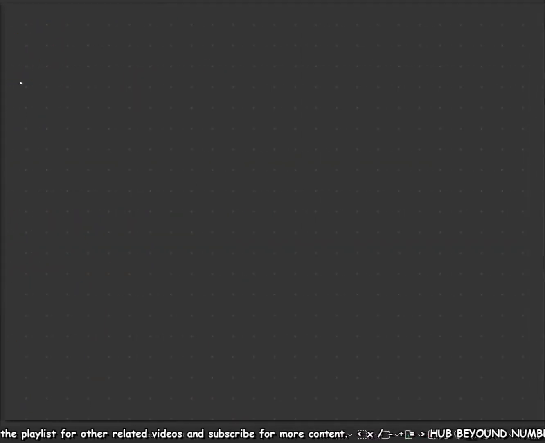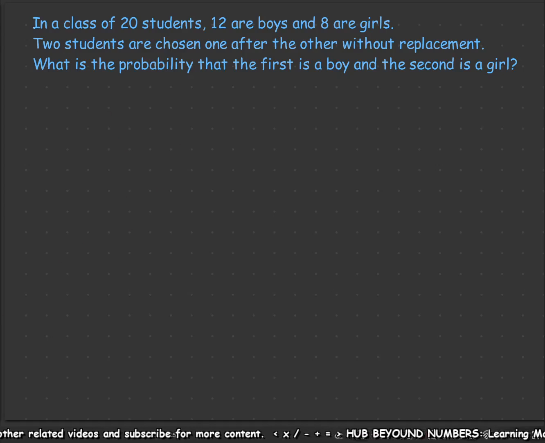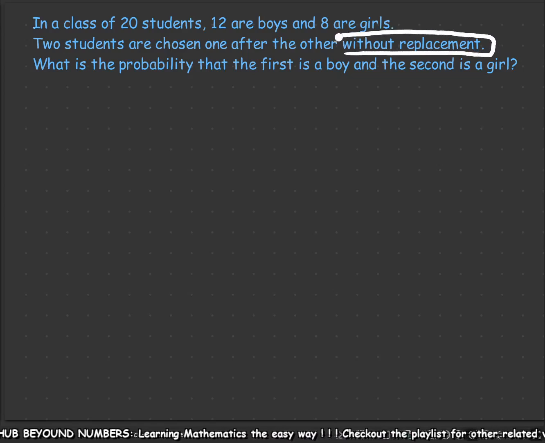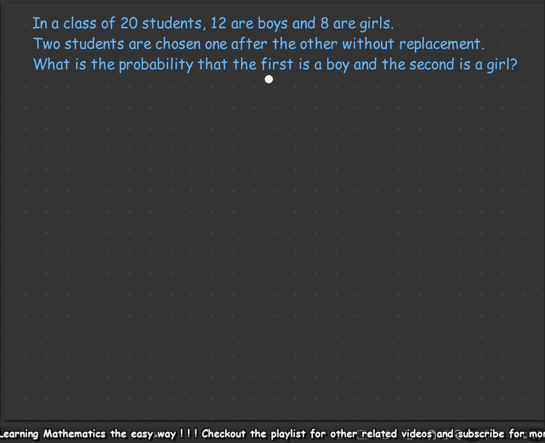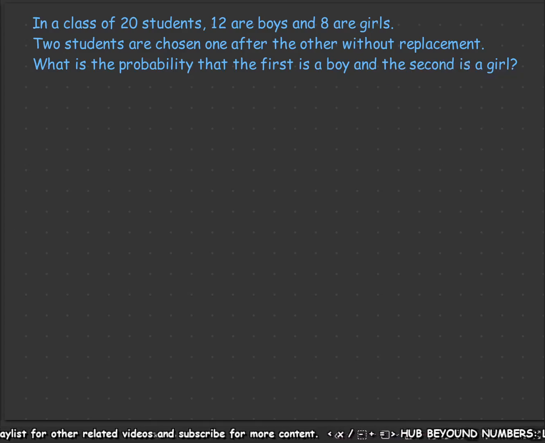Okay, so let's look at this question over here. It says in a class of 20 students, 12 are boys, and then 8 are girls. 2 students are chosen one after the other without replacement. This is our prompt to let us know what we are dealing with. So without replacement, and what is the probability that the first is a boy and the second is a girl? Let's look at our solution.